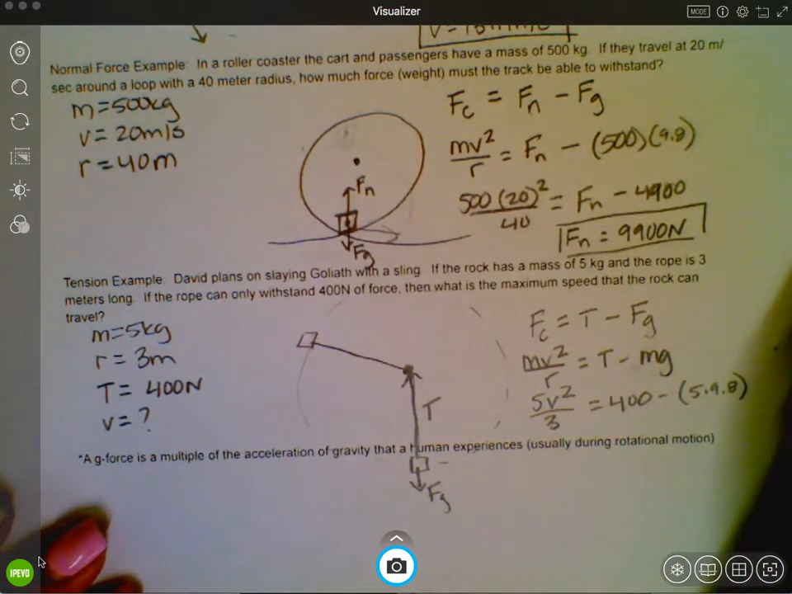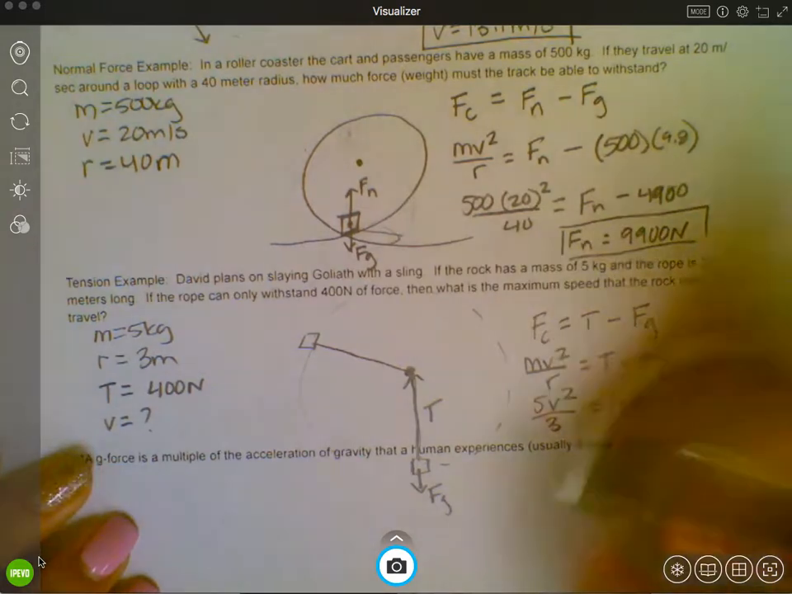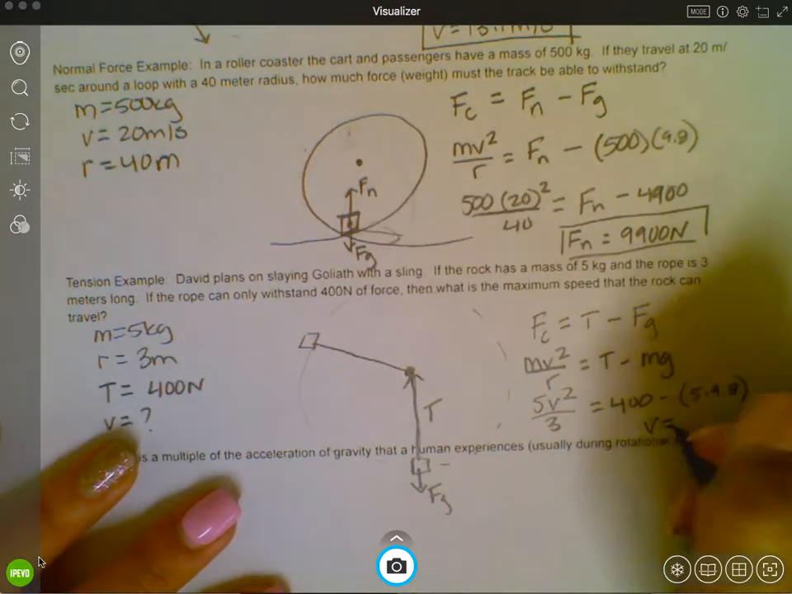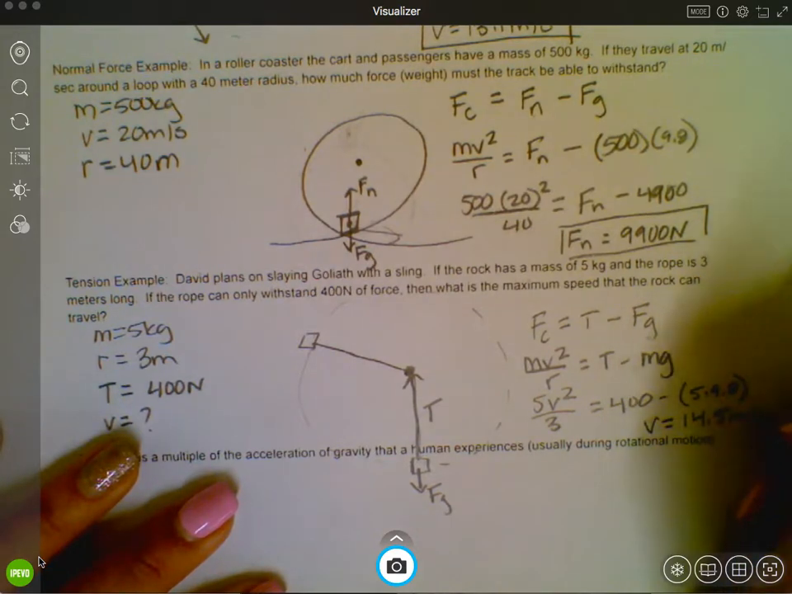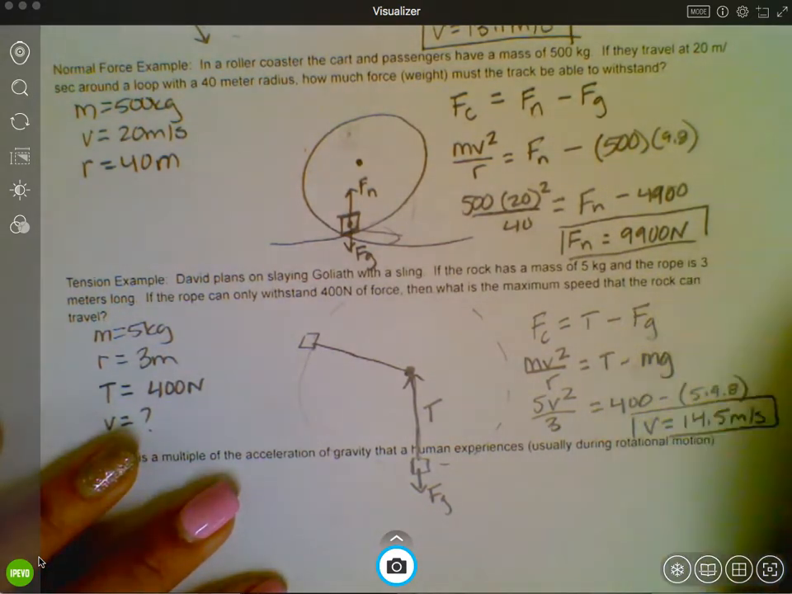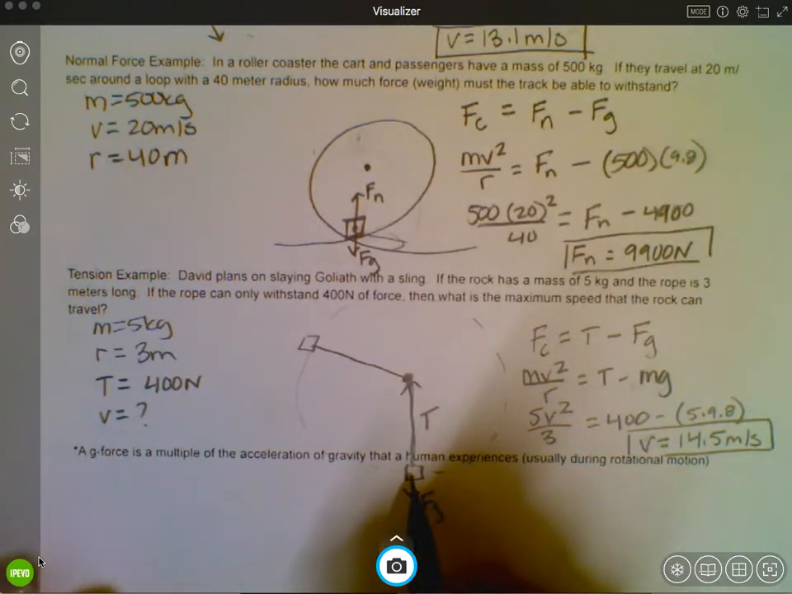If you do the math and solve it out in your calculator, you get v equals 14.5 meters per second. So that's the maximum speed he can swing it without the rope breaking. And the rope would break at the bottom. If it were going to break, it would break at the bottom, because that's where it feels the most tension.